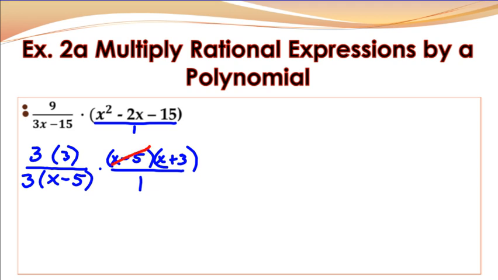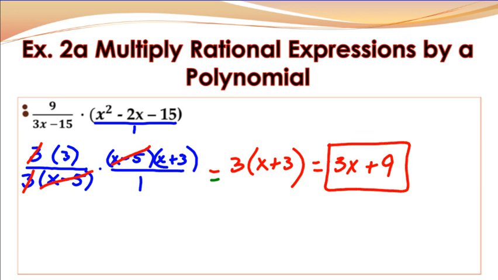X minus 5 and x minus 5 divide each other out. And now here, 3 and 3 divide each other off. And all I'm left with is 3 times x plus 3. And then our last step would just be distribute, and this would be 3x plus 9. And this would be our answer.